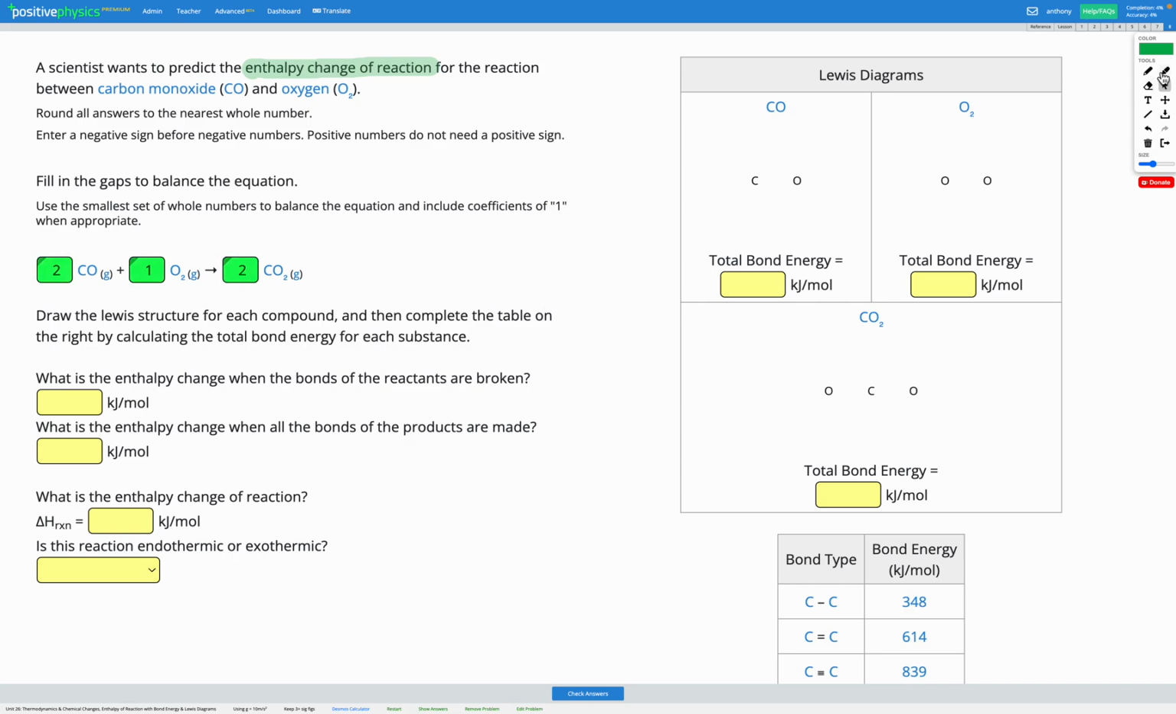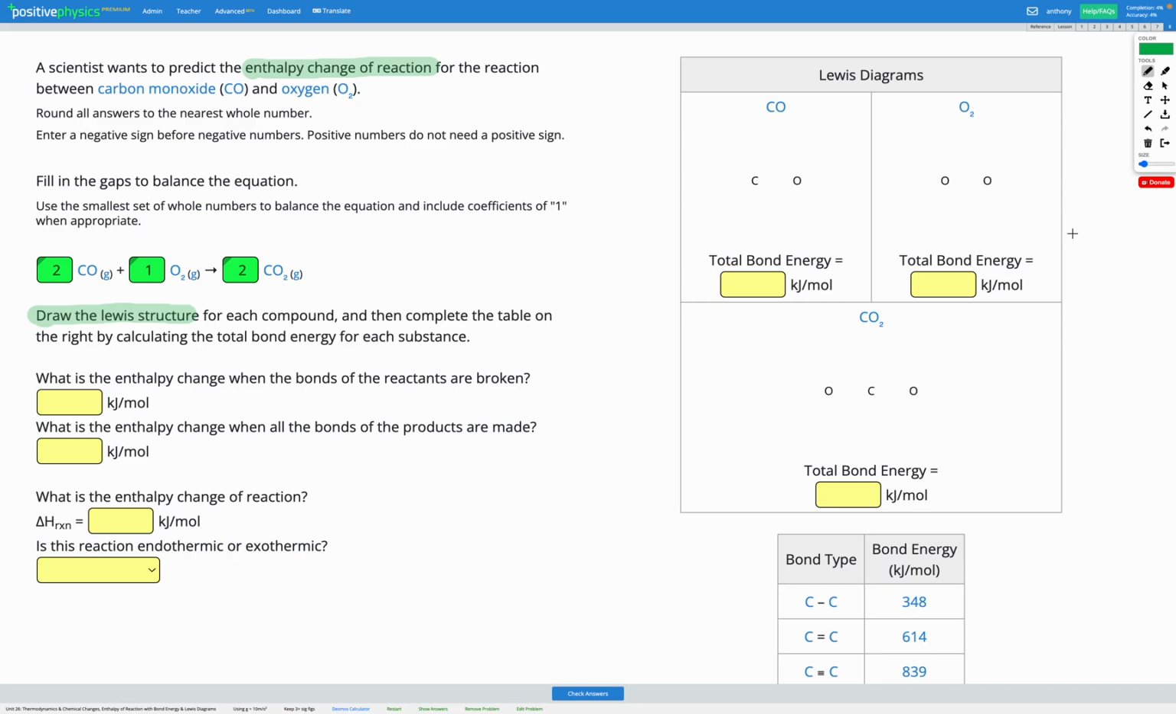Our next step is going to be drawing the Lewis structure for each compound. Then we're going to use those Lewis structures to calculate the total bond energy for each substance. So let's go ahead and draw our Lewis structures.